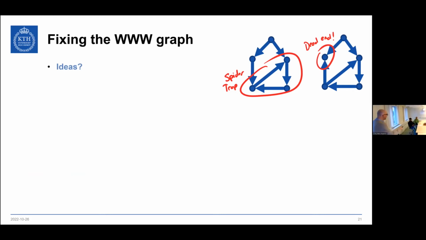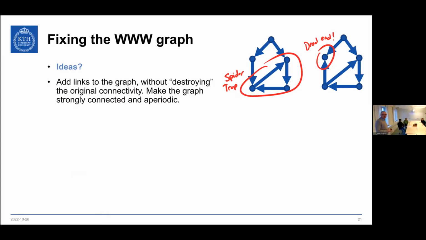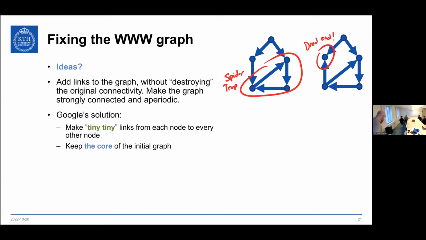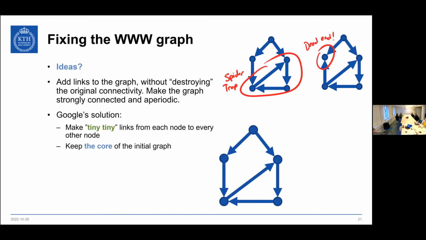So what would be your idea if you were Larry Page? How would you fix it? We need to add links to the graph without destroying the initial structure. Because of course, if you connect everyone to everyone, then the stationary distribution would be the same, right? So there would be no rank. So you still want to preserve the initial structure, but somehow avoid these dead ends, spider traps, and so on. So the Google solution, or PageRank solution, was to make fully connected tiny, tiny links and overlay it on the initial graph. So somehow like this.